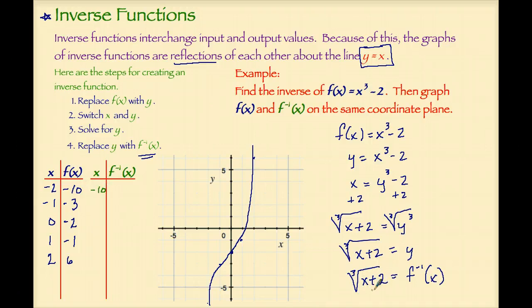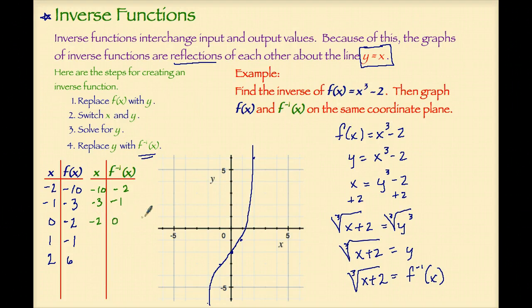Negative 10 plus 2 is negative 8, and the cube root is negative 2. Look at that. It's exactly the opposite of that ordered pair there. That's amazing. The next perfect cube is negative 1. So if I let x be negative 3, negative 3 plus 2 is negative 1, the cube root of which is negative 1. Then let's let this be 0 by letting x be negative 2.